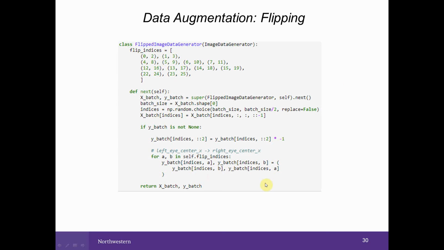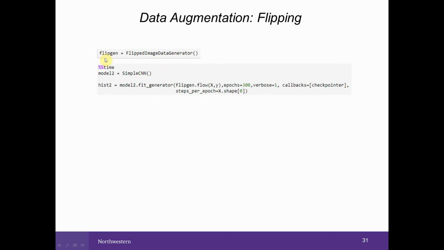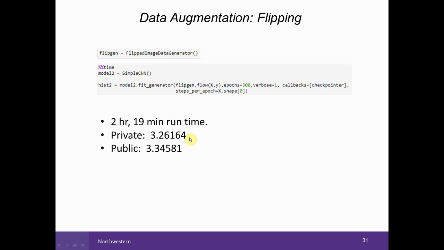Here's some of the code for that new class. There are the numbers that they used to flip the index locations and a bunch of stuff right there to do that. The fit nomenclature is a little bit different, but we're still using the same convolutional net that we used before. The only thing I'm adding is this fit generator here, this image flipping. It took a little over 2 hours to run, and when I submitted it, these were my scores.